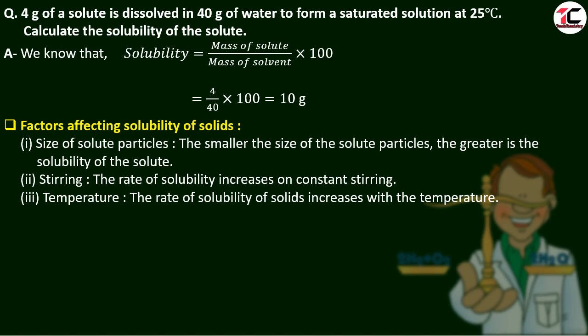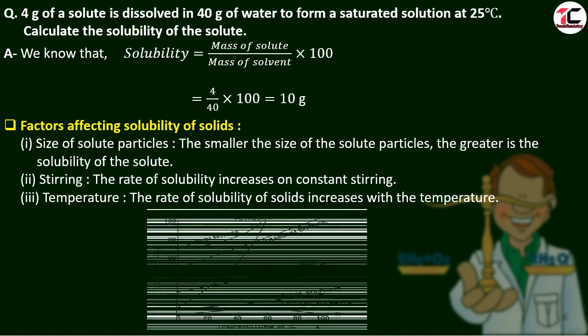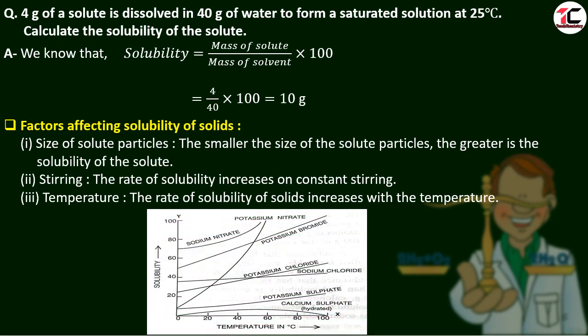And the third one is temperature. The solubility of solids, it is for solids, increases with the rise in temperature and vice versa. Let us see in that graph. In x-axis we have taken temperature, in y-axis it is solubility. If we take potassium nitrate, we can see here the solubility is less than 20. As the temperature increases, the solubility increases and it has the maximum solubility.